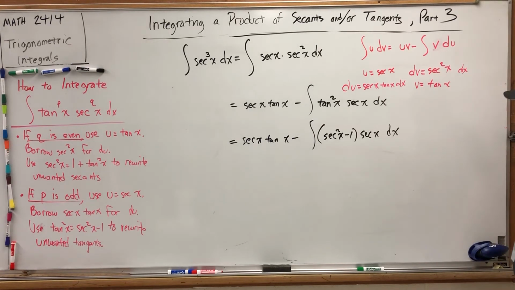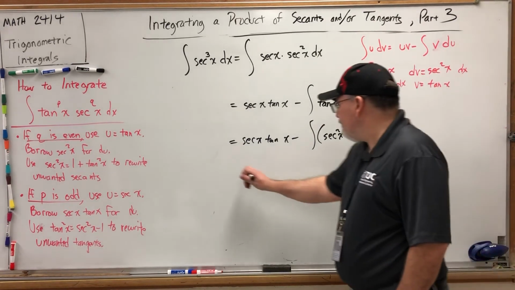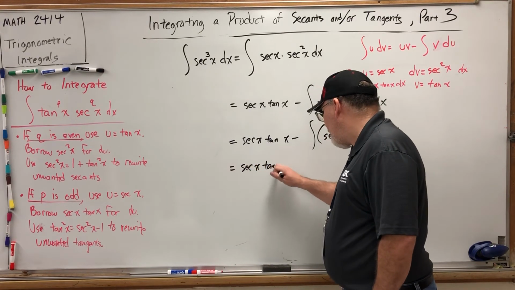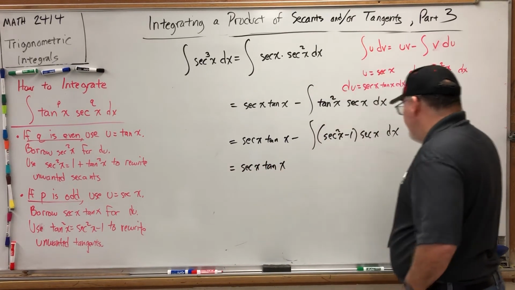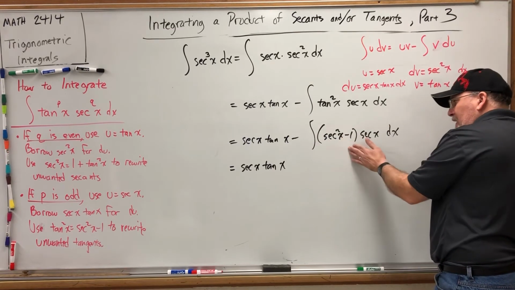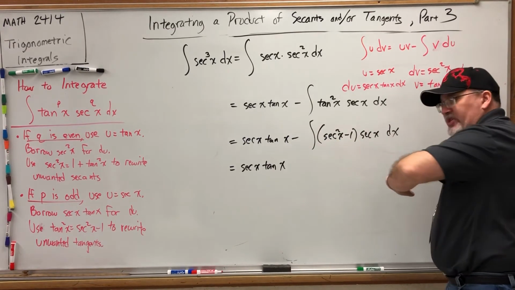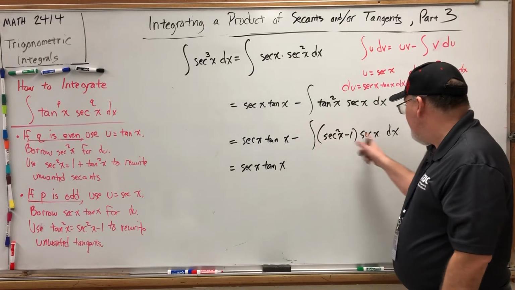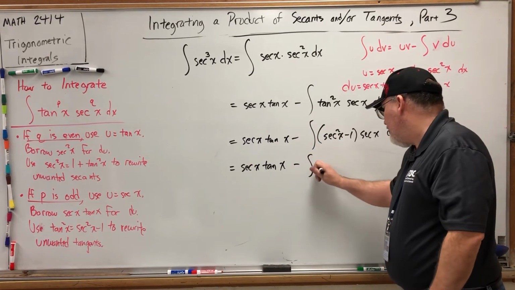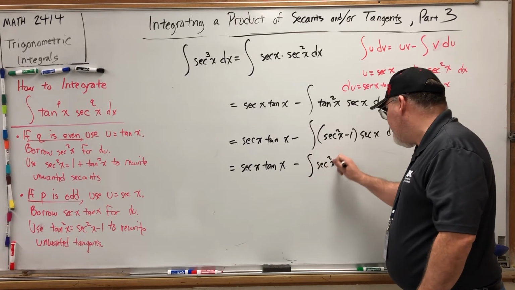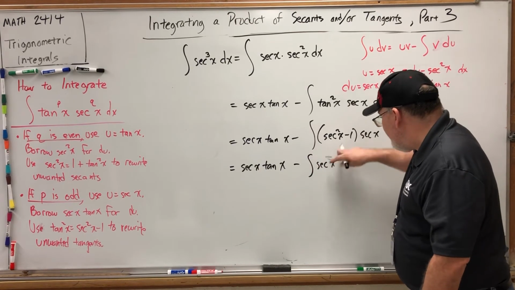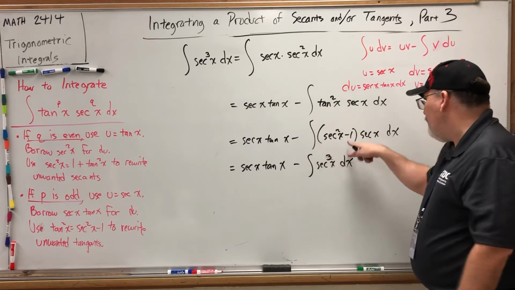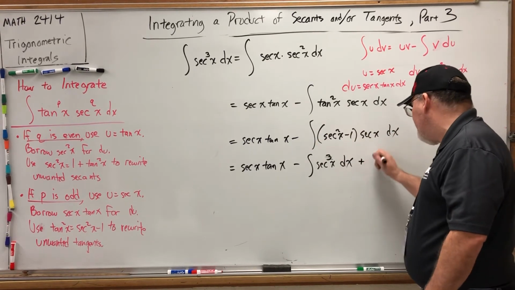Well, let's distribute this. Actually, let's do two things. Let's distribute the secant to get secant cubed minus secant, and distribute the negative and set up two integrals. So for this secant cubed, it's going to be minus the integral of secant cubed x dx. And then for this, it's going to become plus the integral of secant. Oh, I know that integral.